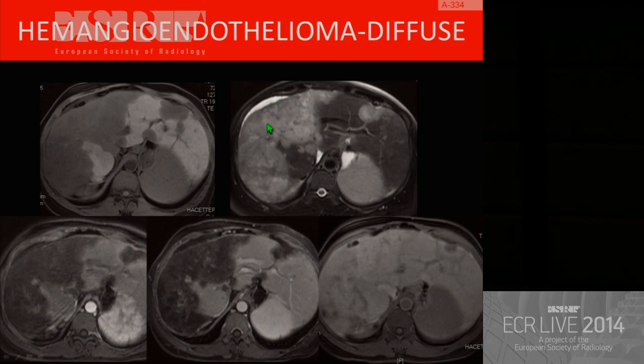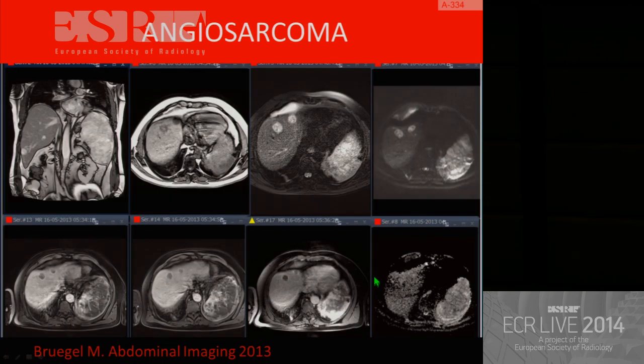This is fairly similar, but this is called diffuse form. You can see T2 signal. These areas are due to fibrosis, and look at the enhancement pattern. So you can see homogeneous enhancement.